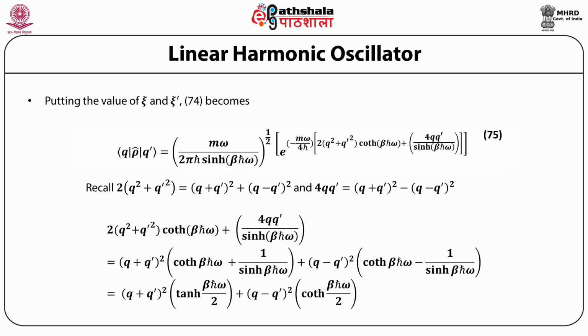Therefore, 2 q square plus q dash square coth beta h bar omega plus 4 q q dash over sinh beta h bar omega is equal to q plus q dash whole square multiplied by coth beta h bar omega plus 1 upon sinh beta h bar omega, plus q minus q dash whole square multiplied by coth beta h bar omega minus 1 upon sinh beta h bar omega, which is equal to q plus q dash whole square multiplied by tanh beta h bar omega by 2, plus q minus q dash square multiplied by coth beta h bar omega by 2.